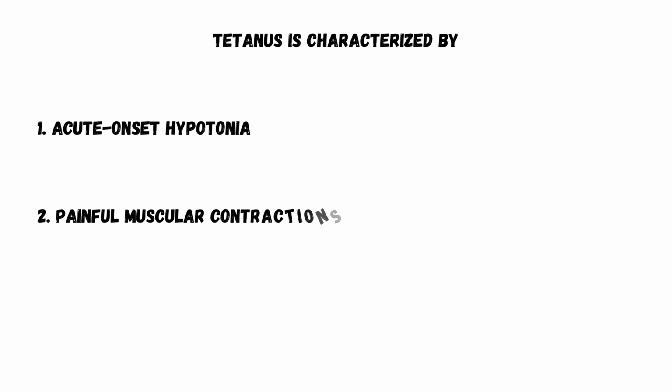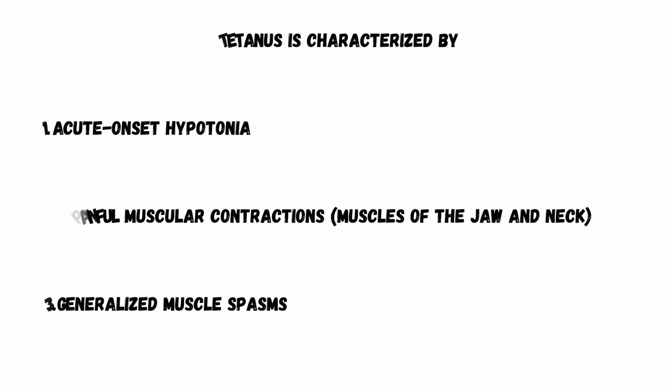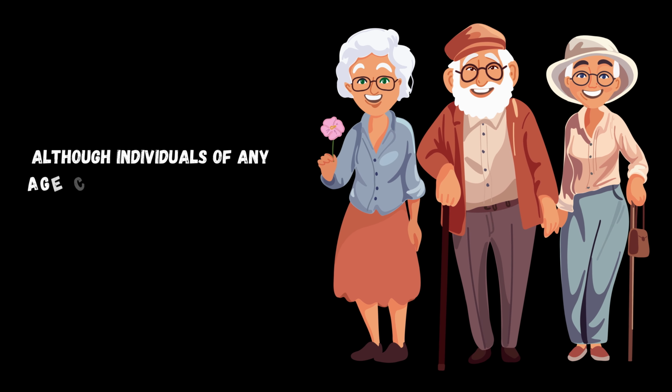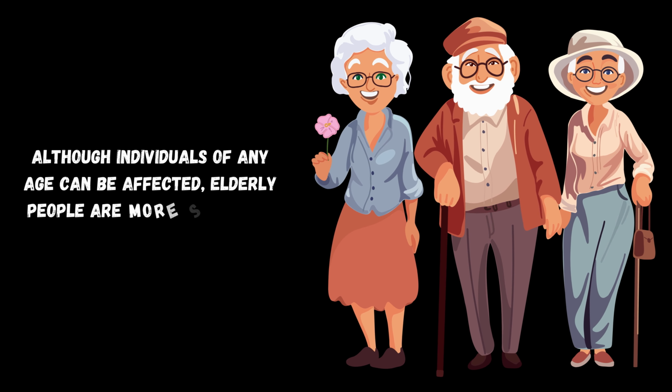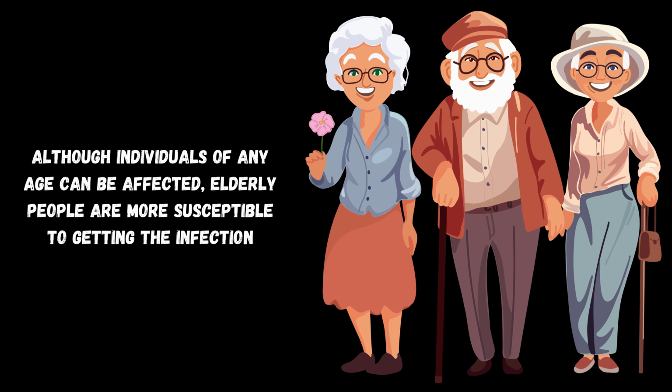Tetanus is characterized by acute onset of hypotonia, painful muscular contractions, typically in the muscles of the jaw and neck, and generalized muscle spasms. Although individuals of any age can be affected, elderly people are more susceptible to getting the infection. First, let's discuss the etiology and pathogenesis of tetanus.